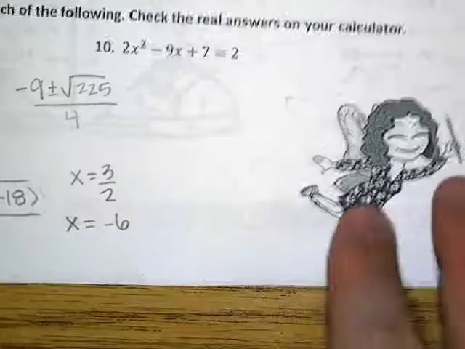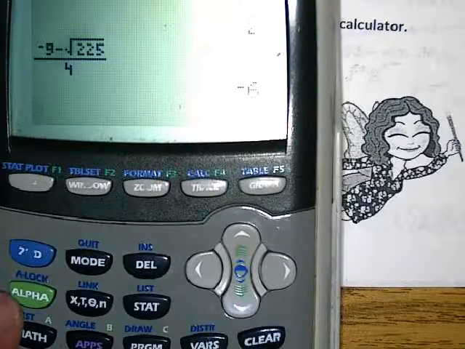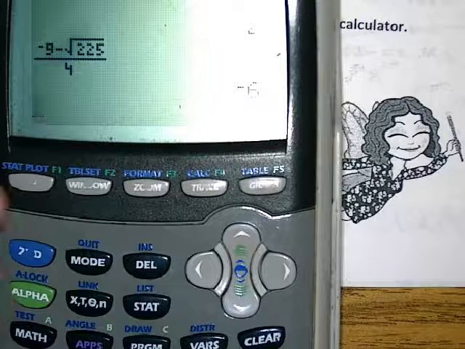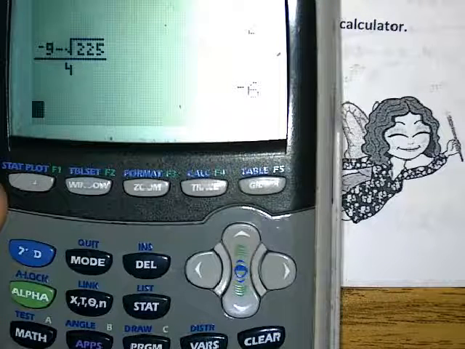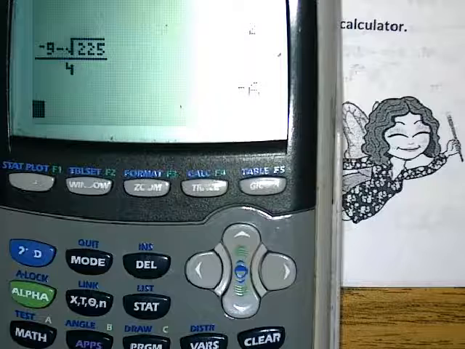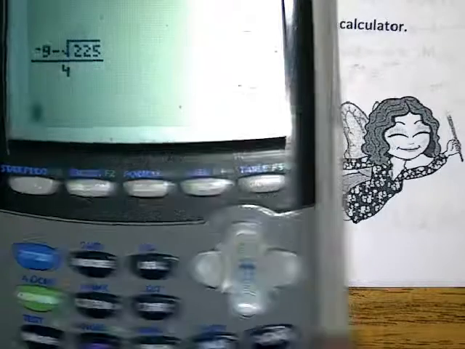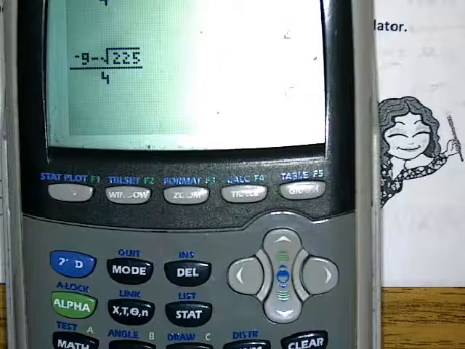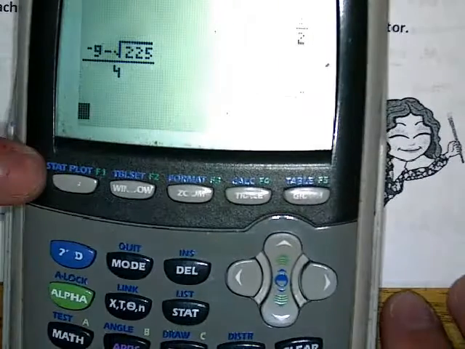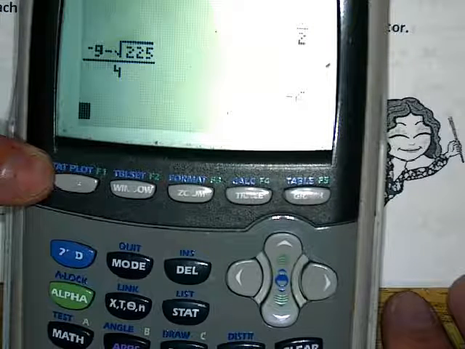Yep, you hit the green button, and then the y equals button. Mm-hmm. So alpha y equals. The very top left button that we usually use to graph. Yeah. Okay.